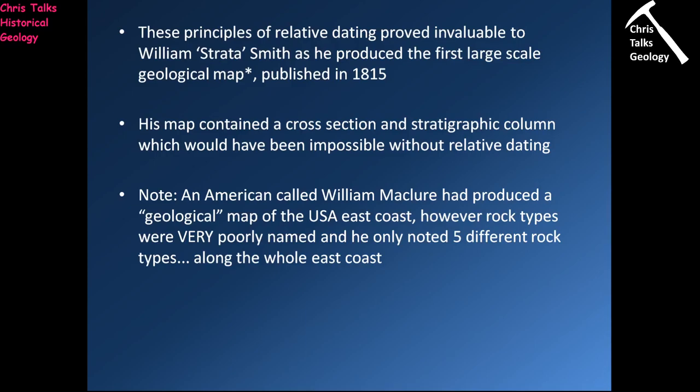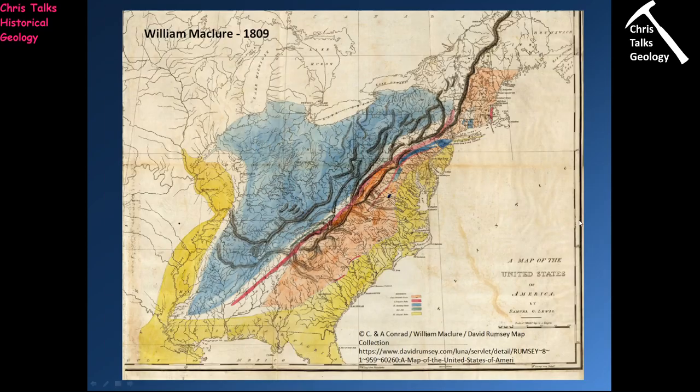So if we just skip to McClure's map, you'll notice that this is pretty much the entire eastern third of the United States, and in the entire eastern third of the United States he has classified five different rocks. So that's not exactly a truly spectacular geologic map, shall we say. It's a little bit too simplistic.